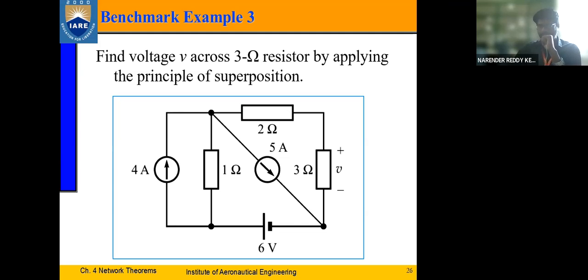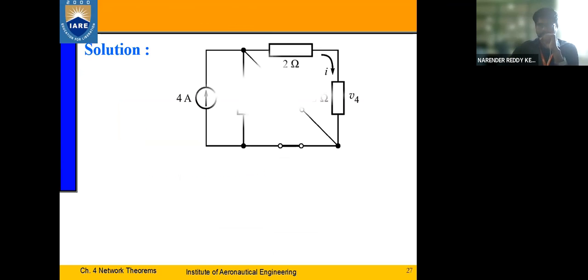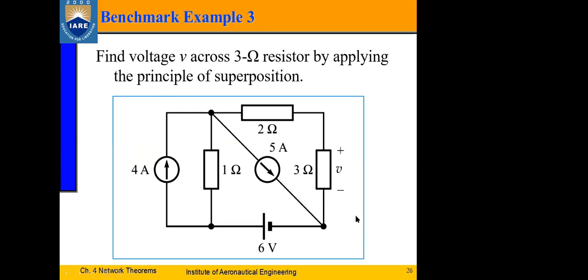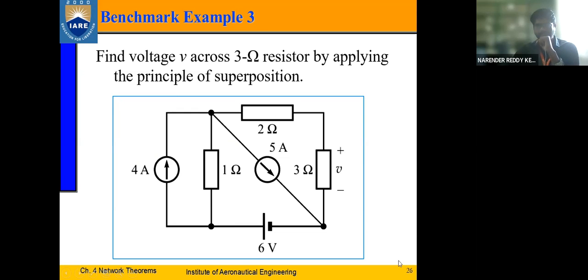Fine. So how can you do that? How can we extend the circuit, how can you redraw this? Can you redraw the circuit? Yeah. So try to redraw the circuit once. Once you finish redrawing the circuit, you will get to know what elements we have and how they are connected.